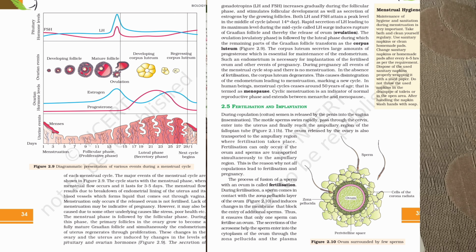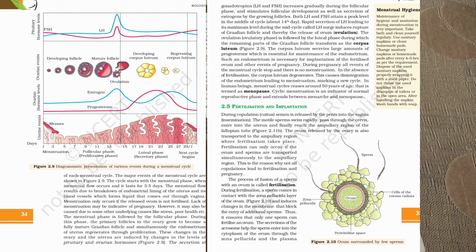The ovulatory phase is followed by the luteal phase, during which the remaining parts of the Graafian follicle transform into the corpus luteum. The corpus luteum secretes large amounts of progesterone, which is essential for maintenance of the endometrium. Such an endometrium is necessary for implantation of the fertilized ovum and the events of pregnancy. During pregnancy, all events of the menstrual cycle stop and there is no menstruation.